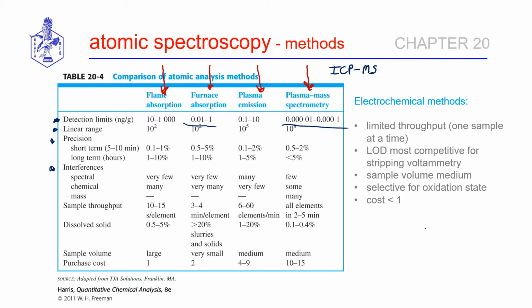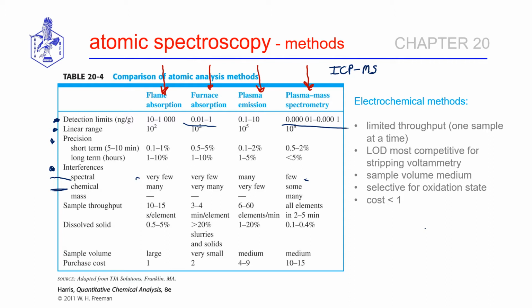Interferences. One thing we need to be careful of when we're analyzing for different elements is: does one element interfere with the other? We call that a spectral interference. If we don't get all of our species up into the gaseous phase, we can have chemical interferences if they're still molecular in nature, and so on and so forth. As you see, the simpler techniques can have some interferences, whereas mass spectrometry does not.